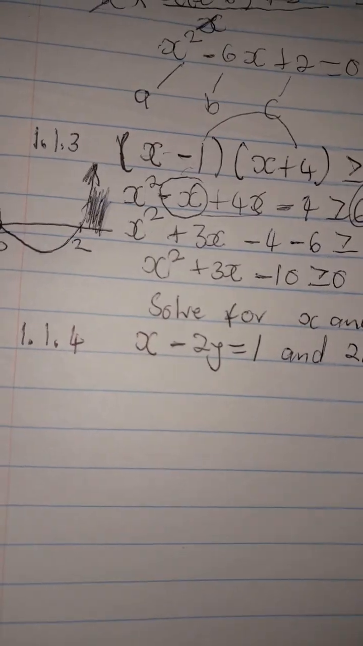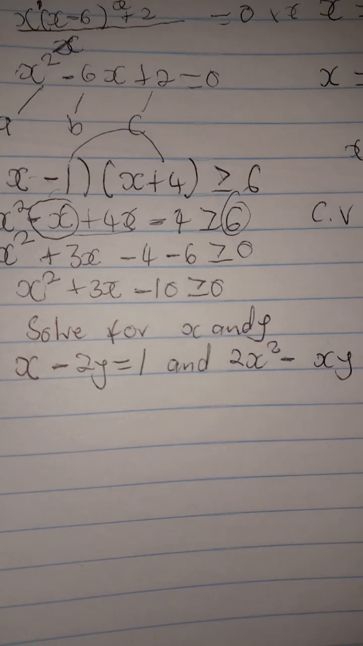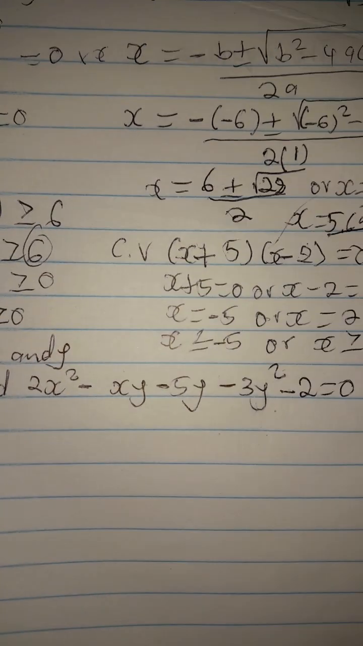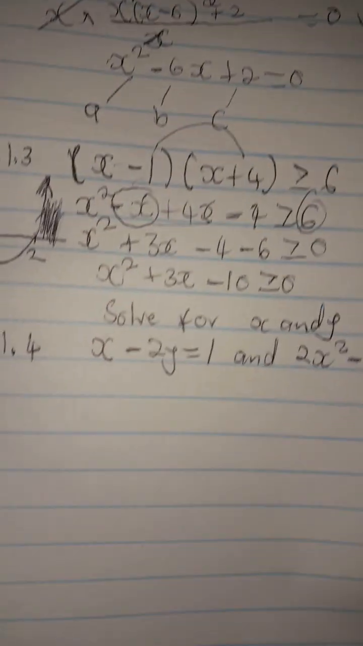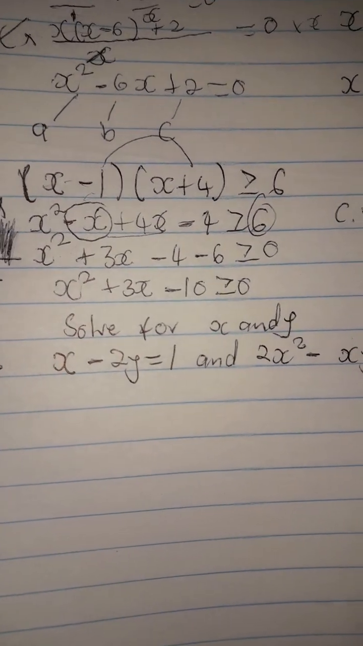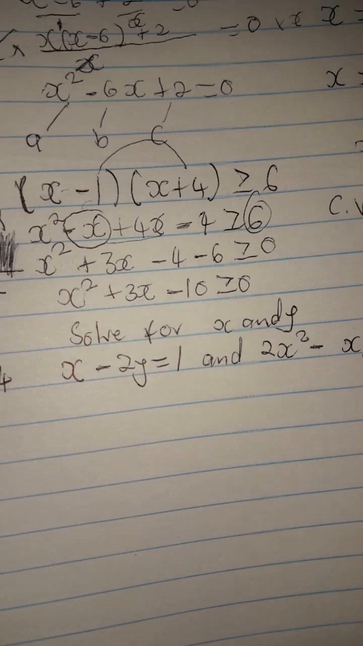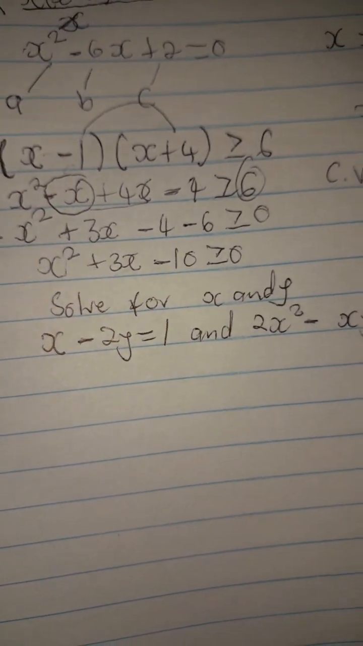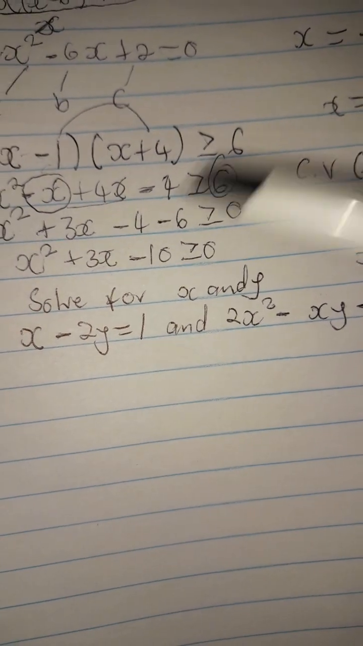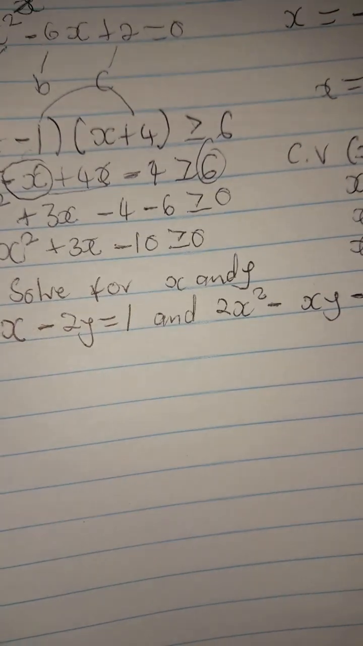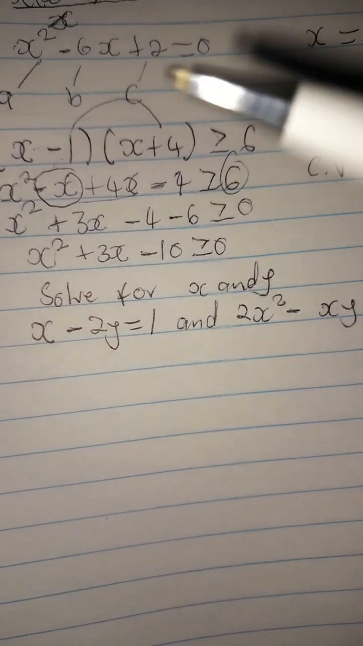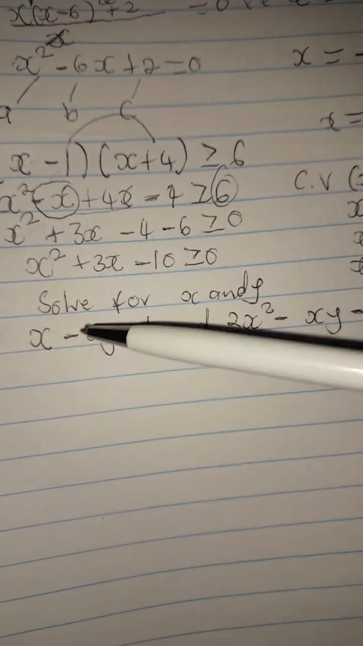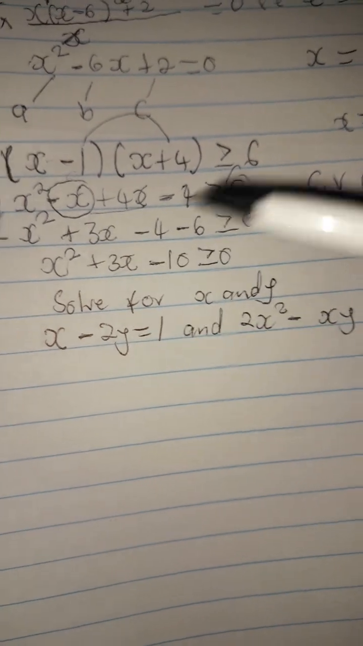So let's go to 1.1.4. Solve for x and y. Right, this is quite great. Usually there are 6 marks questions such as this. In this case, we need to solve for x and y. First thing first, start with a linear equation. They will always give you either a linear and a quadratic, or an exponential and a quadratic. So in this case, they've given you a linear and a quadratic. So let's make x the subject of the formula in this case.